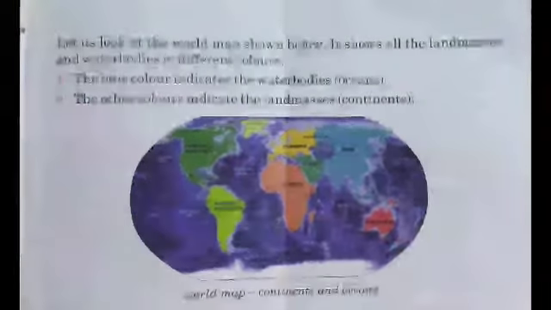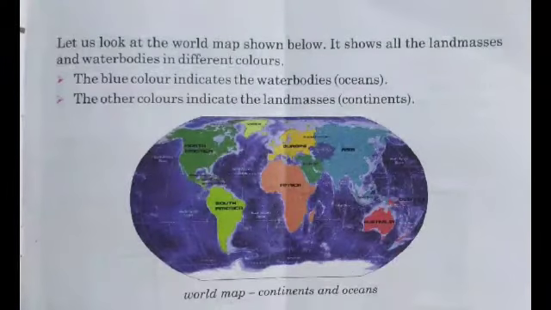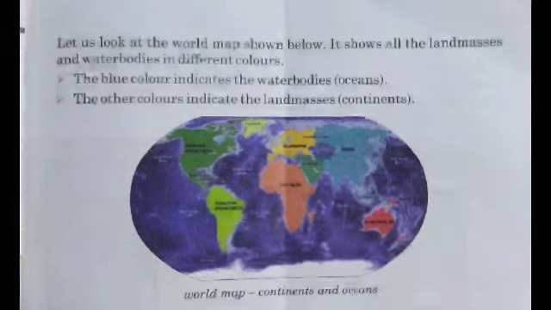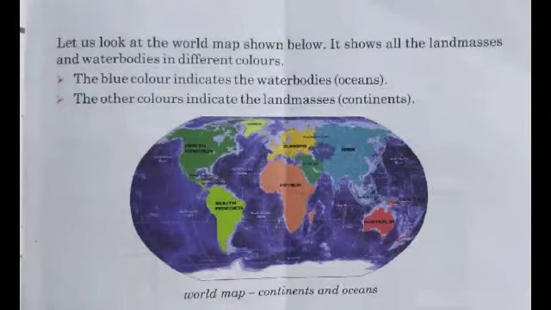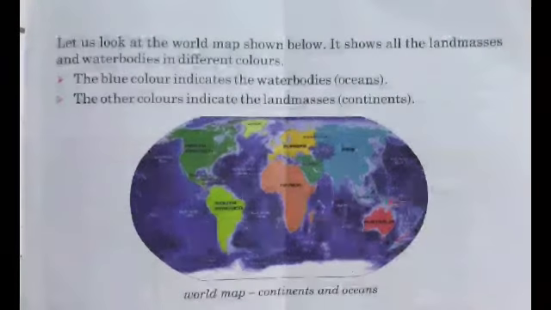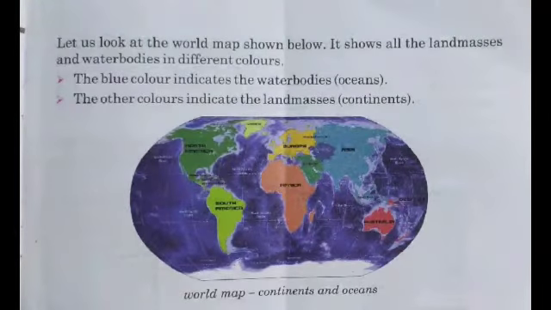It shows all the landmasses and water bodies in different colors. The blue color indicates the water bodies, oceans. The other color indicates the landmasses, continents. You can see in this picture there are blue colors, and this blue color indicates the water bodies, meaning oceans, and the other color indicates the landmasses, meaning continents. Okay, now let's learn about oceans and continents.